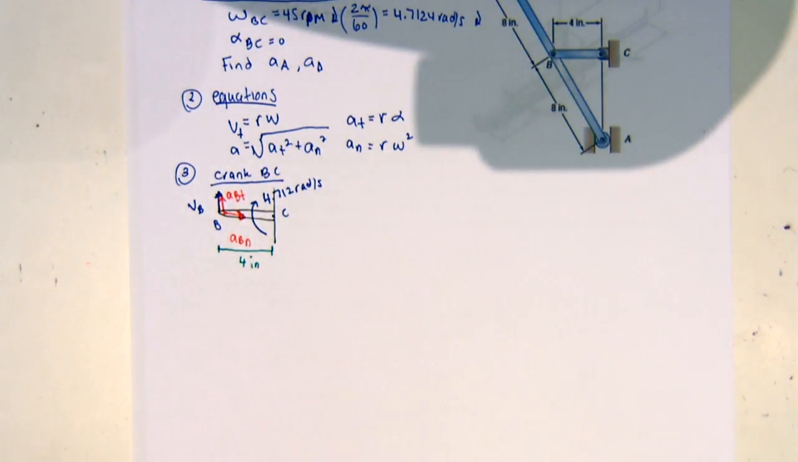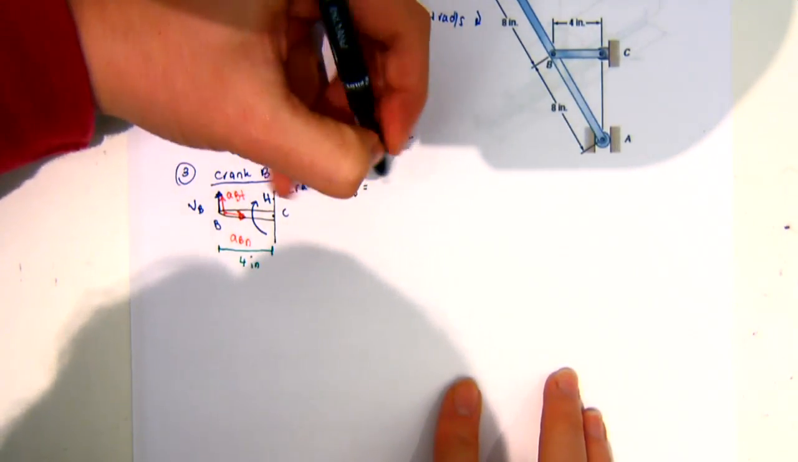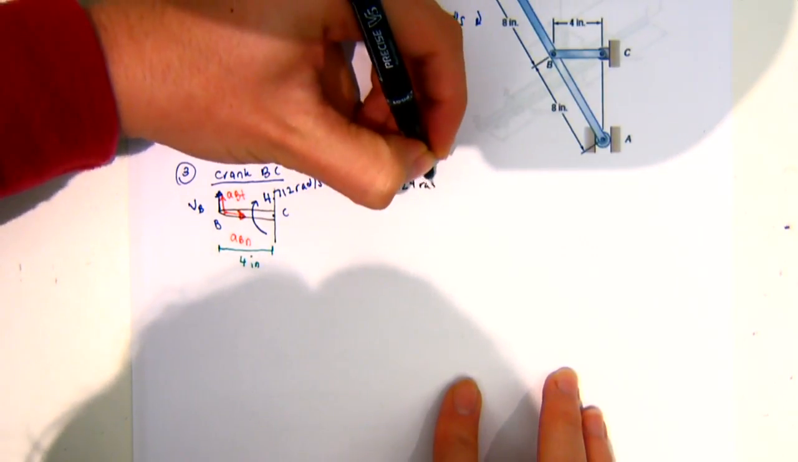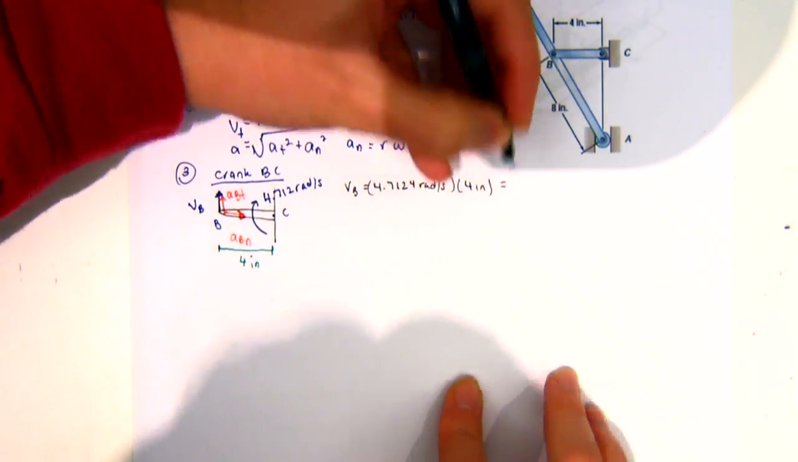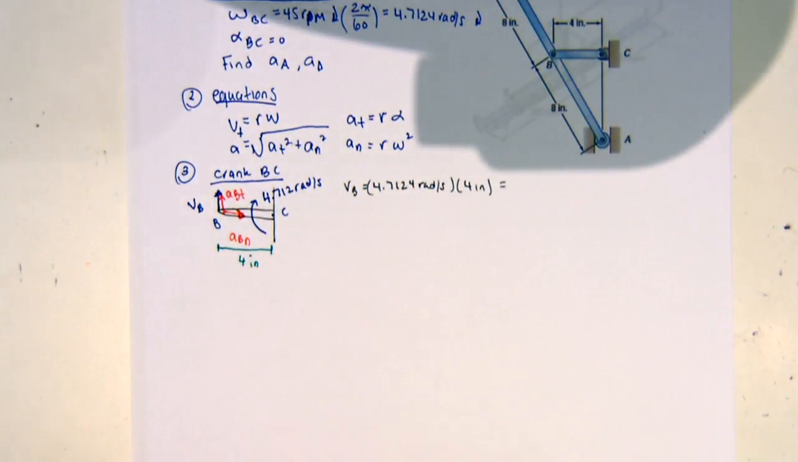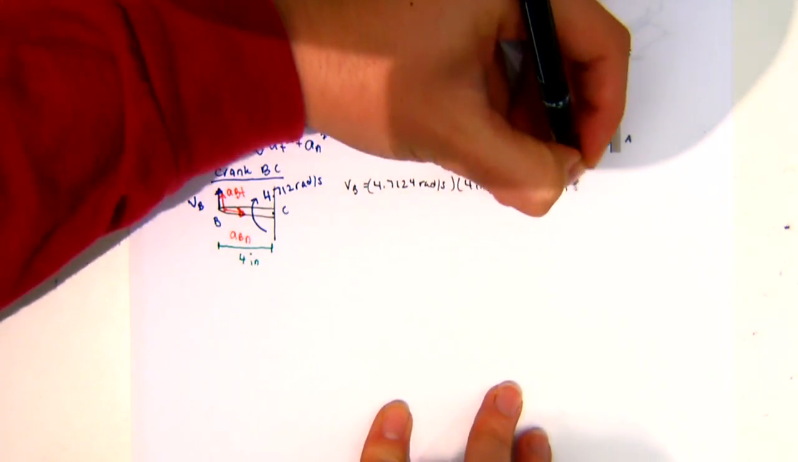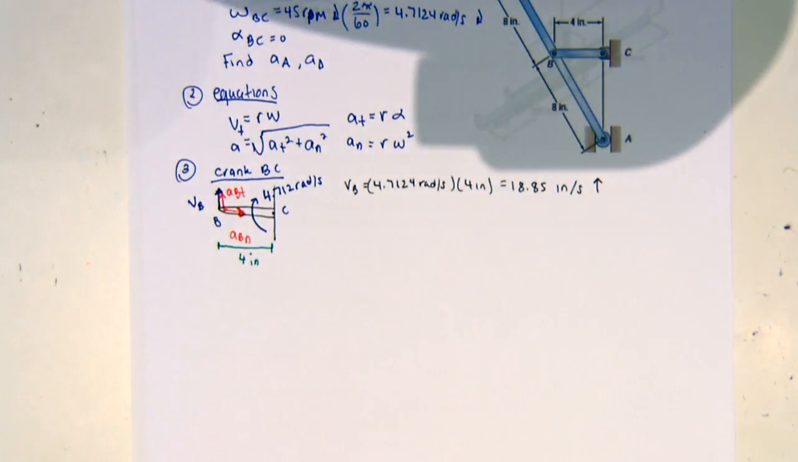So for VB, I can say that VB is equal to 4.7124 radians per second times R, which is 4 inches. So that gives me 18.85 inches per second going up. So I found the velocity of point B.